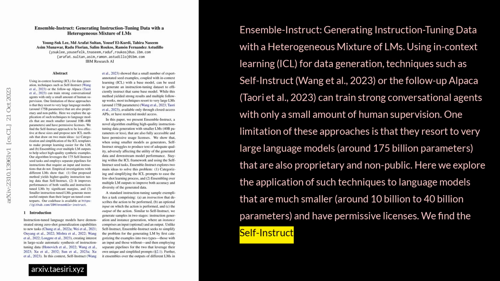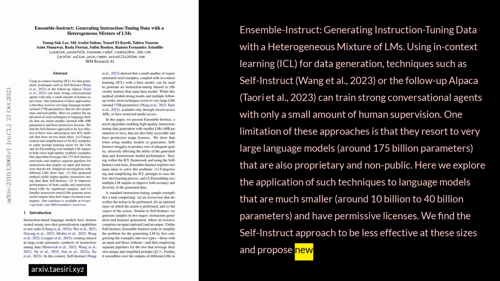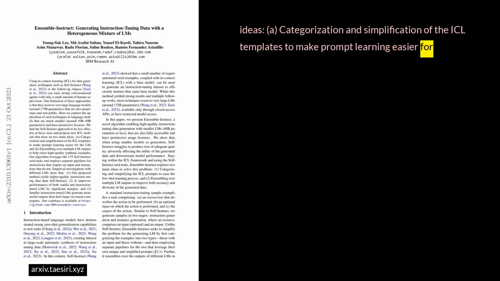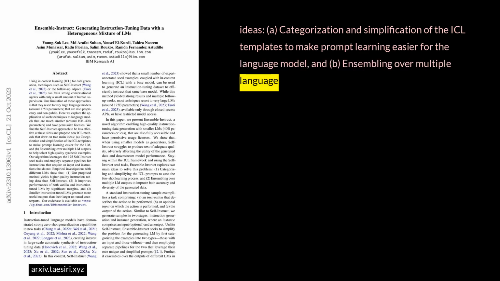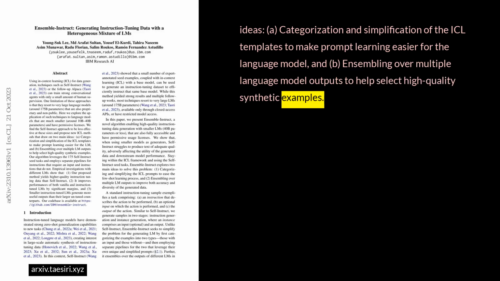We find the Self-Instruct approach to be less effective at these sizes and propose new ICL methods that draw on two main ideas. A. Categorization and simplification of the ICL templates to make prompt learning easier for the language model. And B. Ensembling over multiple language model outputs to help select high-quality synthetic examples.